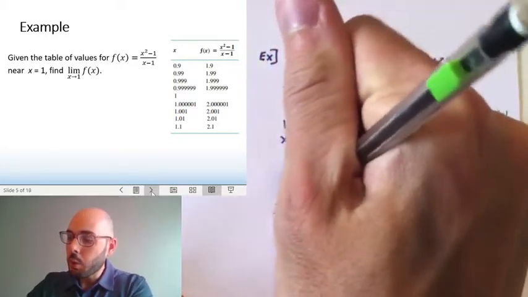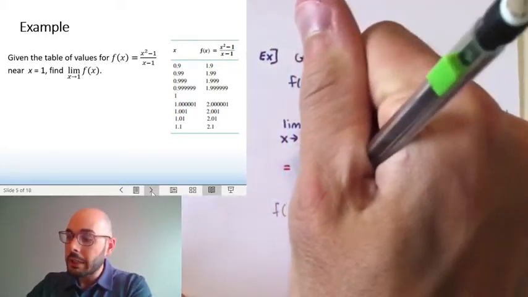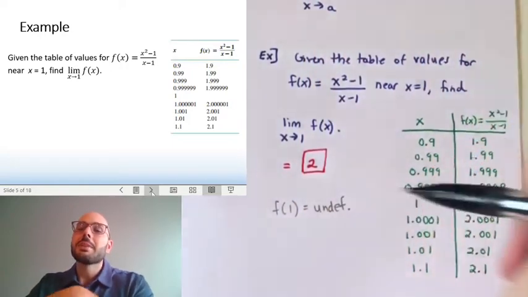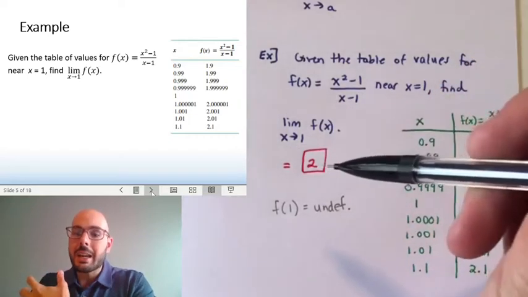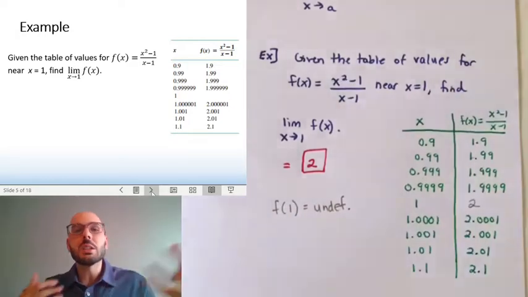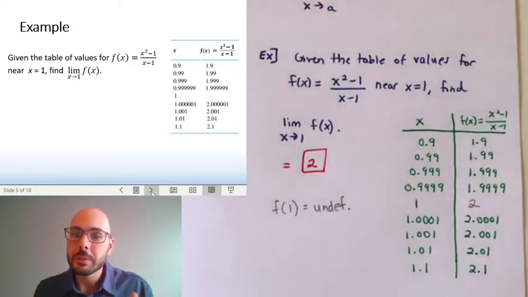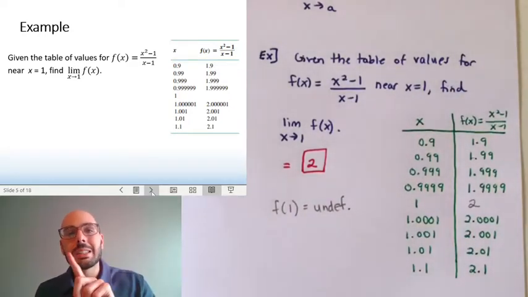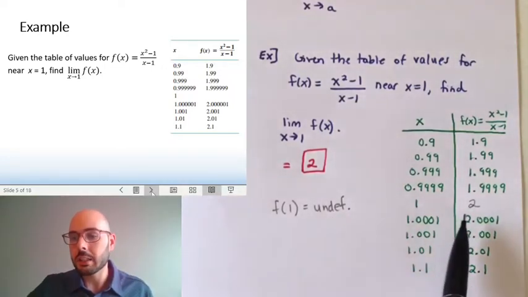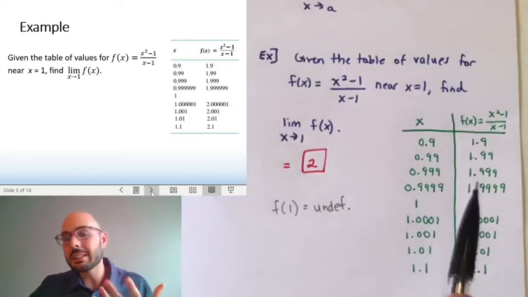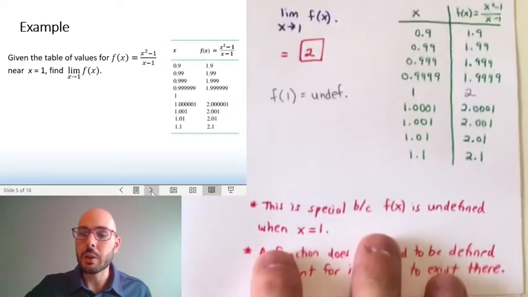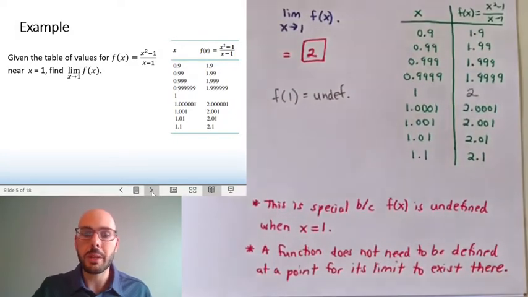When you plug 1 into the function, you do get an error if you did it on your calculator. It's undefined, but that doesn't matter because the limit is not asking me what is the y value. It's asking me what does it look like it should be. That's the difference between a limit and an exact value. The exact value of this function is undefined, but based on the evidence, it should be 2. So the limit is 2. I emphasize that with these special notes here. You might want to write them down.